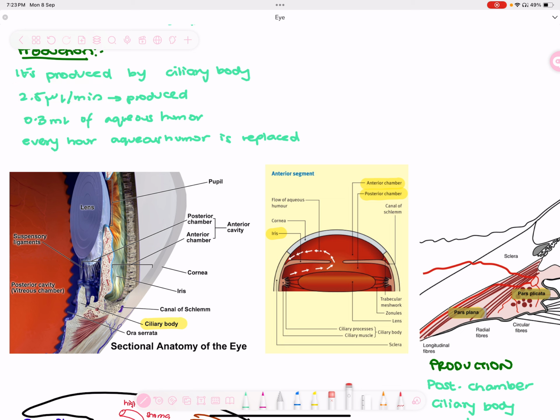Even right now as we talk, 2.5 microliters of aqueous humor is being produced per minute. Other than that, every hour that amount of aqueous humor is replaced. How is that? Because whatever is produced is drained. So the aqueous humor that we have right now in our eye, 1 hour later, won't be present there. There'll be a completely new dose of your aqueous humor.